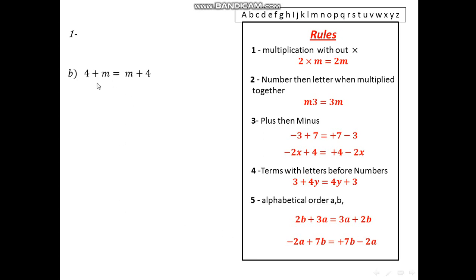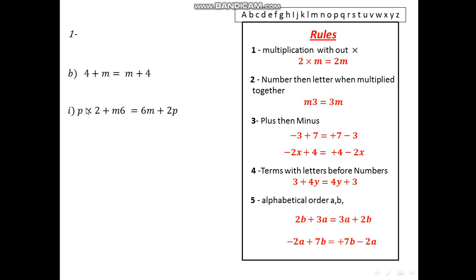Number 1. 4 plus m equals m plus 4. Why? Because the term with the letter comes first, then the number comes after that. This is rule number 4, terms with letters before numbers. This is rule number 4. By I, it is like that. You start to solve it first. Come to the rules. Go through the rules from 1 to 5.